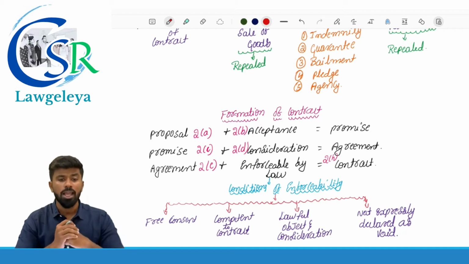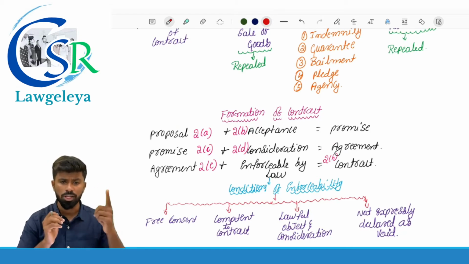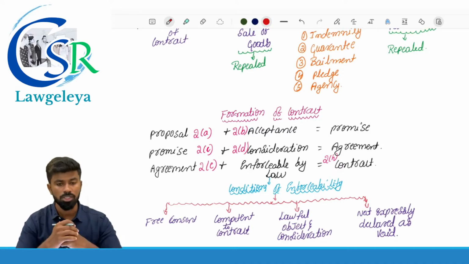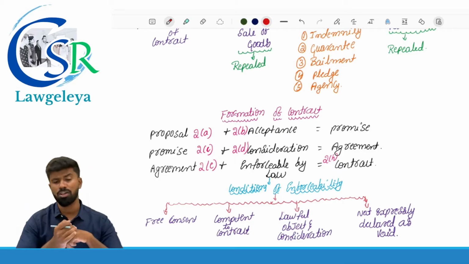Section 1 in any act provides 3 provisions: short title, extent, commencement. What is the short title? The Indian Contract Act 1872. Extent, whole of India. Commencement, 1st September 1872. So let's discuss now the formation of contract.